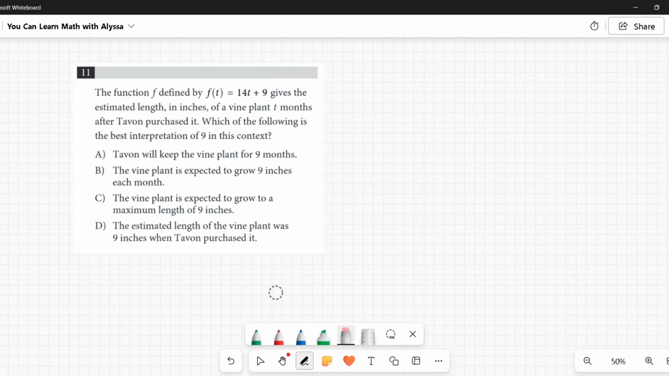Number 11, the function f defined by f of t equals 14t plus 9 gives the estimated length in inches of a vine plant t months after Tavon purchased it. I hope I'm saying that name right. Which of the following is the best interpretation of 9 in this context?